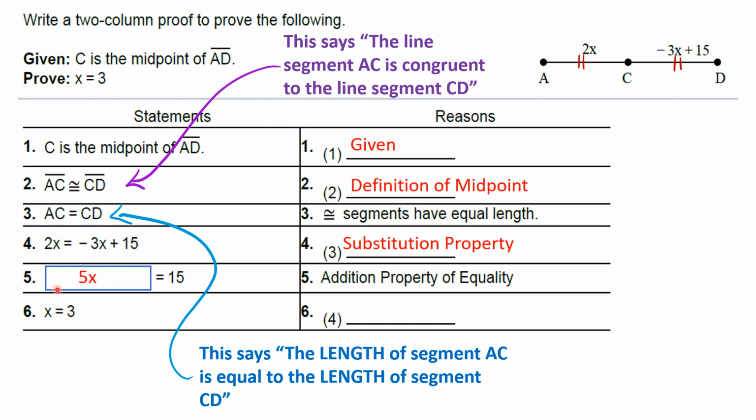So what happened from line 5 to line 6? What did we do? We divided both sides by 5, right? And what property allows us to divide both sides by the same value? The division property of equality.